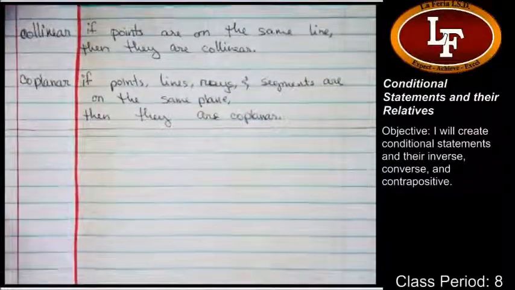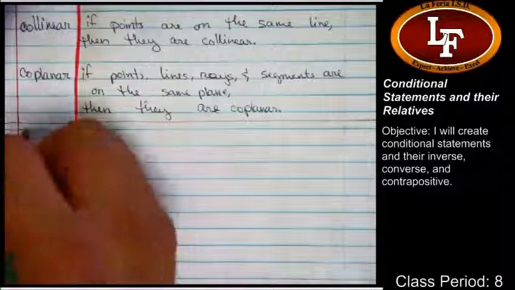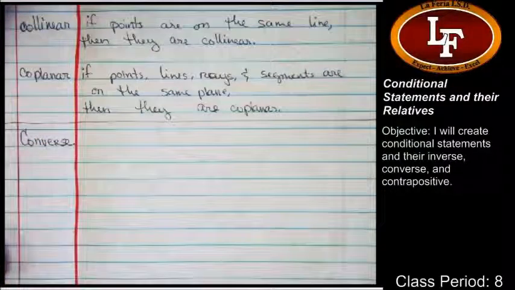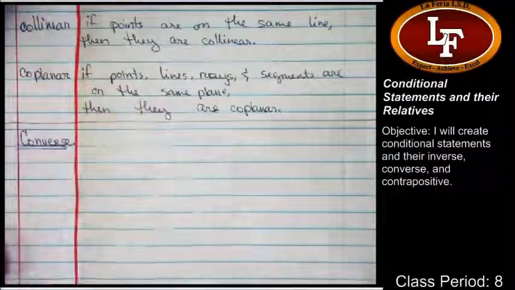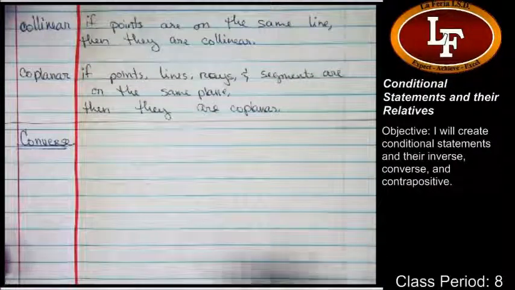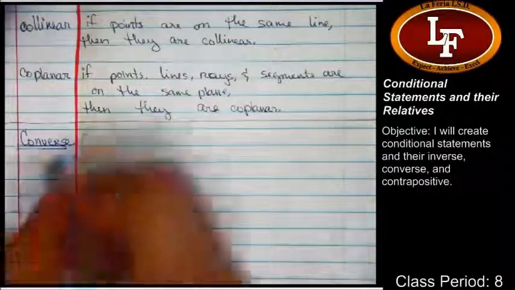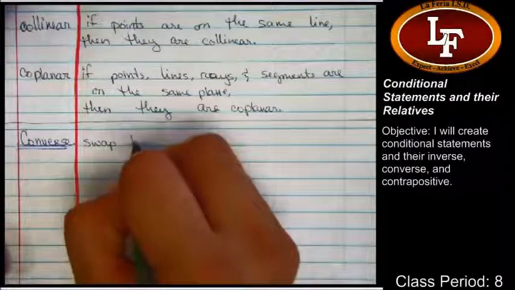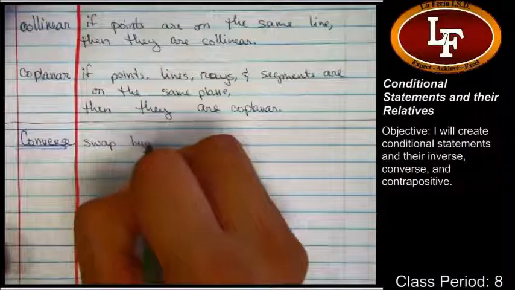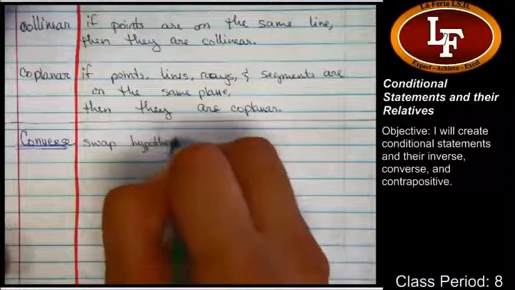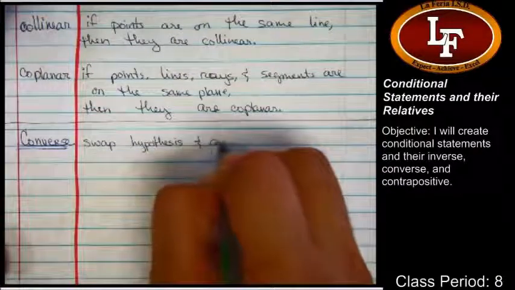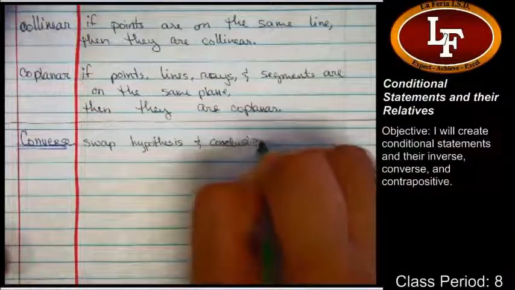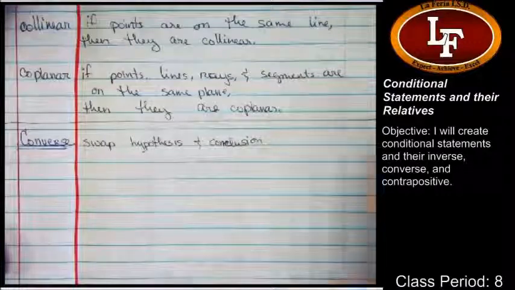Cool. Let's meet the first relative. All right. Converse. Converse means to swap. Oh, I need to go back and do something first. I'll finish writing this and then we'll go back. I'm sorry. I got ahead of myself. I got distracted.